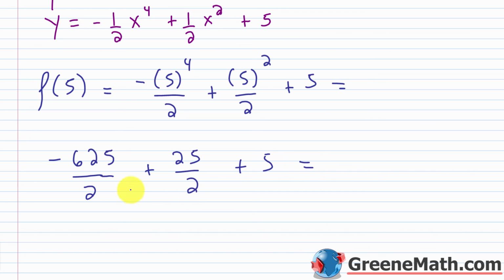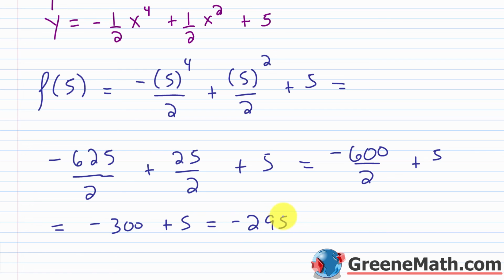Well, I have a common denominator here. Negative 625 plus 25 would be negative 600. So this would be negative 600 over 2 plus 5. We know negative 600 over 2 would be negative 300. And then plus 5, this would end up giving me negative 295. So f of 5, or once again, the function's value when x is 5, is going to be negative 295.